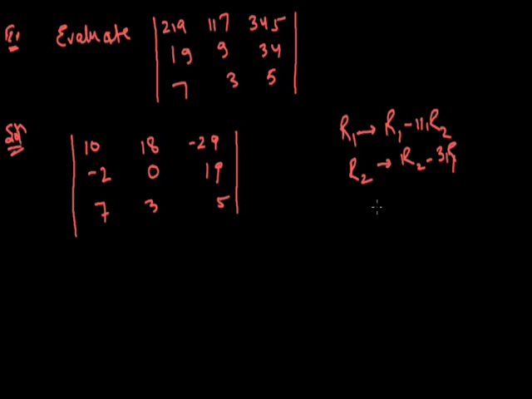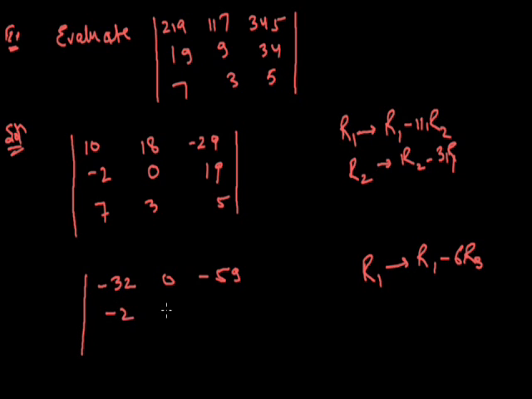Now again apply the next operation: R1 changes to R1 minus 6 times R3. So we get minus 32, 0, minus 59, minus 2, 0, 19. Now 7, 3, 5 is as it is. The second row and the third row are as they are, because we have applied the operation in R1.